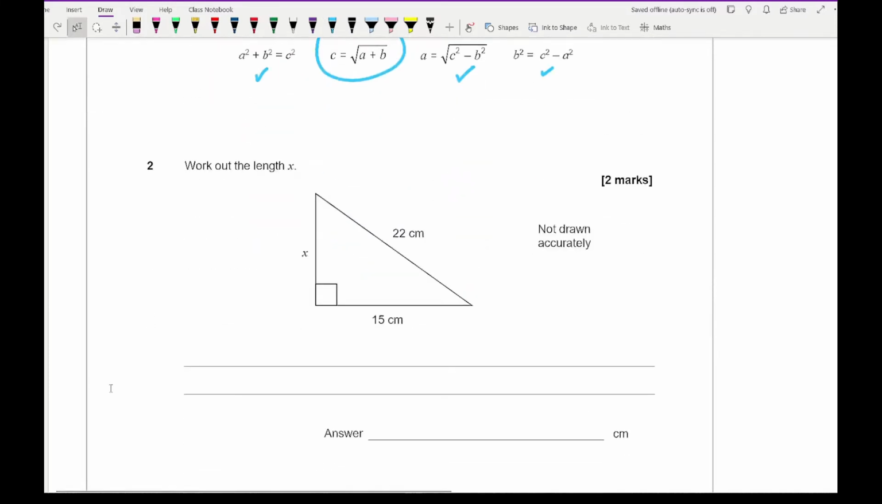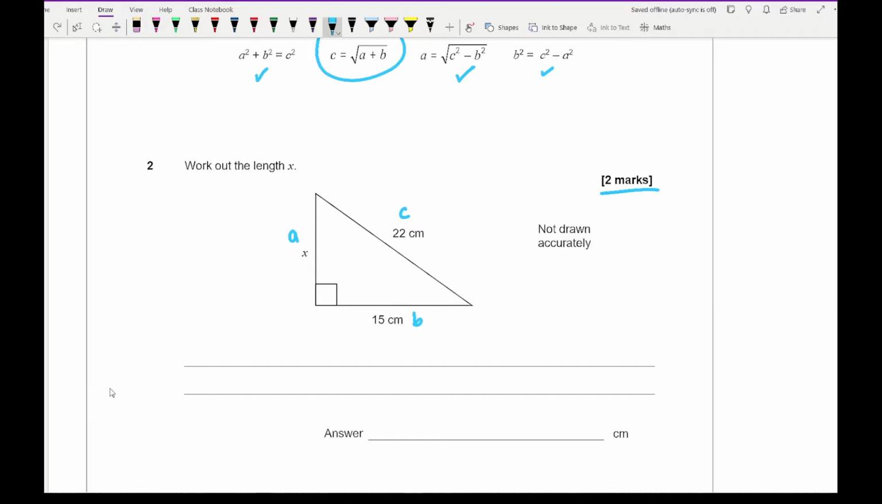Looking at question 2, it says work out the length of x. For this, we're trying to find one on the smaller side, and also note that it's only worth 2 marks. Ideally what you want to try and do is label the triangle first, and also notice that we're trying to find the smaller side. To find the smaller side, what we've got to do is square the two numbers that we know and subtract with the bigger number going first.